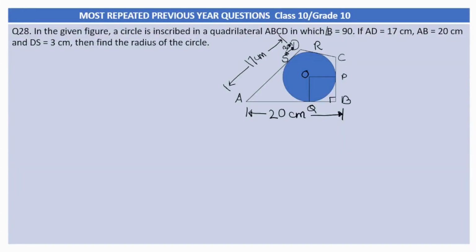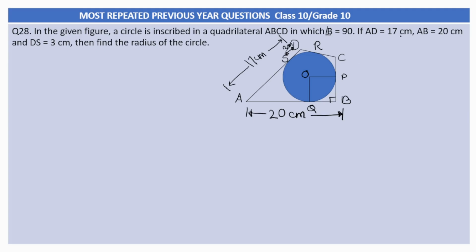Let's start with this question. In the given figure, a circle is inscribed in a quadrilateral ABCD. This is the circle inscribed inside this quadrilateral, in which angle B is equal to 90 degrees. So I've already put this sign, angle B equal to 90 degrees.